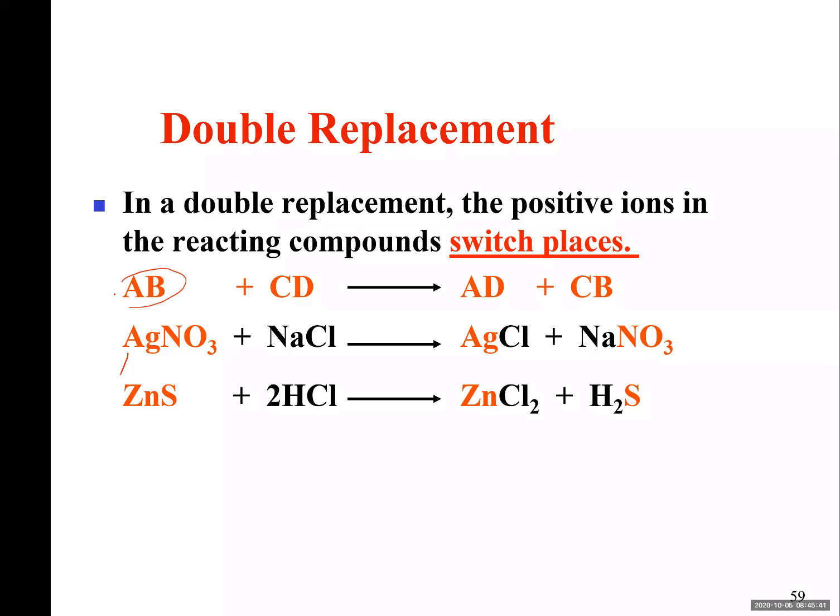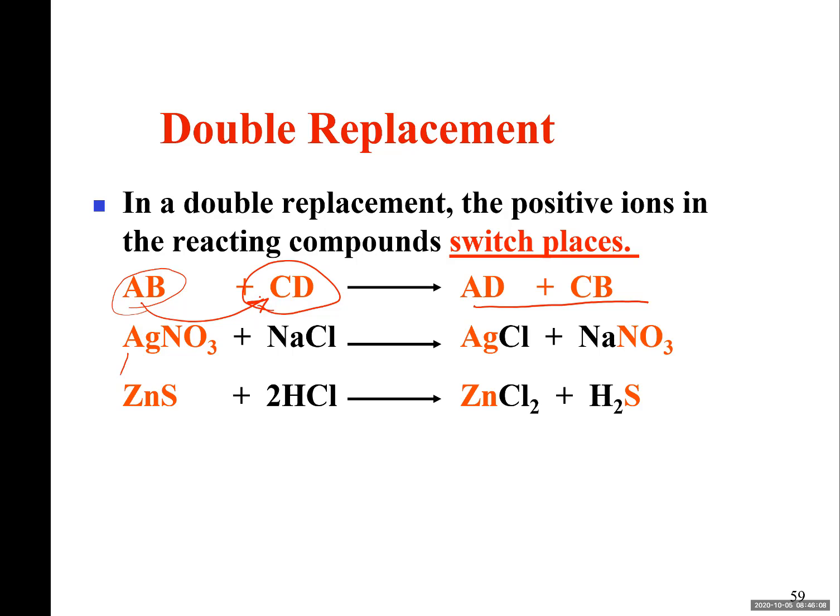So if I have a binary compound, meaning it's not composed of one type of atom, reacting with another binary compound, the product can be predicted by simply switching the partners.